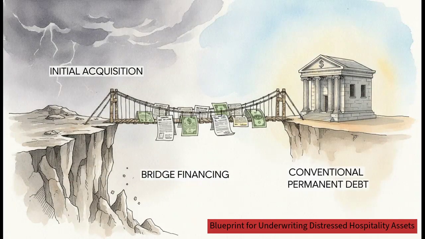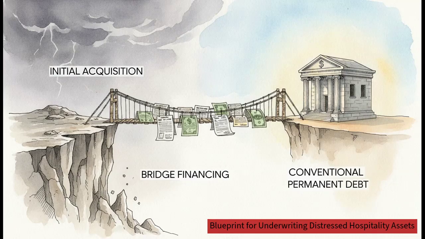Because year 1 is so messy and the initial net operating income is so incredibly depressed, you absolutely cannot secure conventional high LTV senior debt right out of the gate. The math just doesn't work. Instead, bridge financing is your crucial stepping stone.